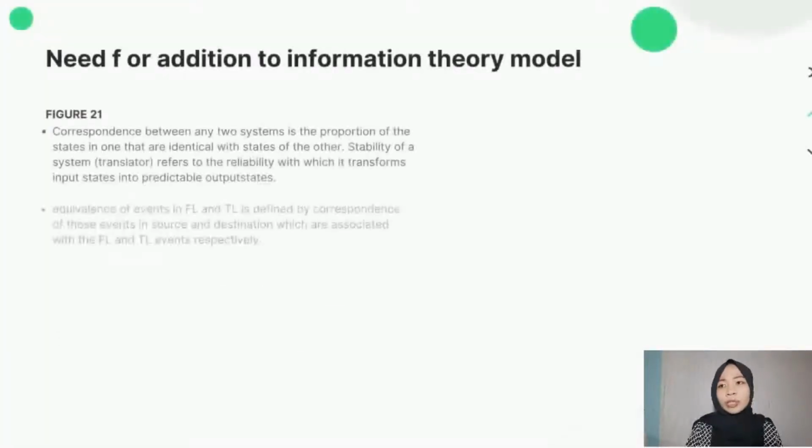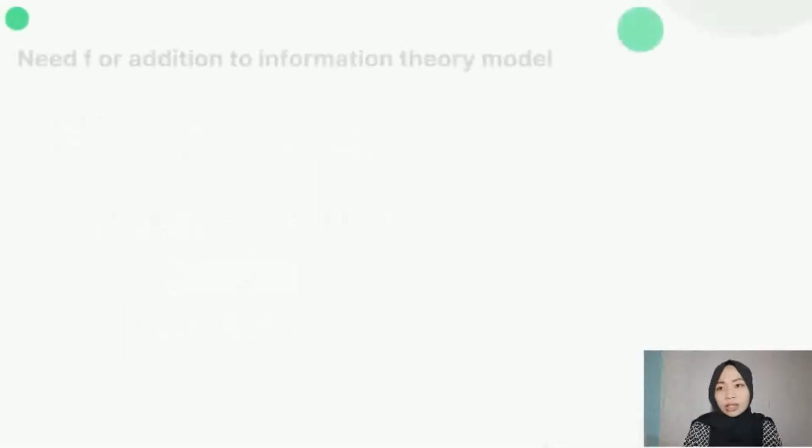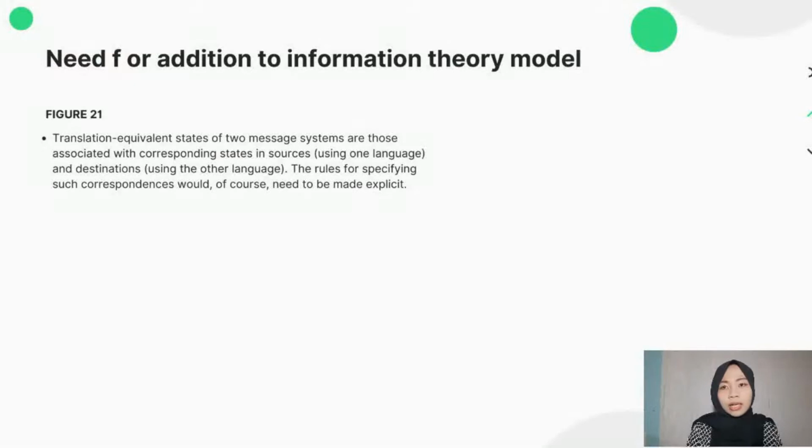Here you can see the formula where S equals 810. This measure is equivalent to information transfer, which indicates the degree to which states in the translation language are predictable from states in the foreign language, regardless of their translation equivalence. Translation equivalent states of two message systems are thus associated with corresponding states in sources using one language and destinations using the other language. The rules for specifying such correspondence would of course need to be made explicit.